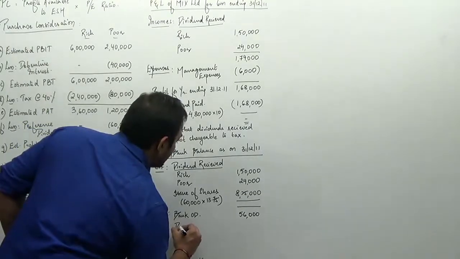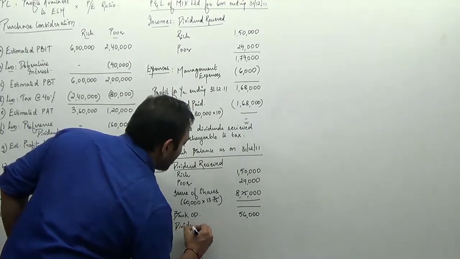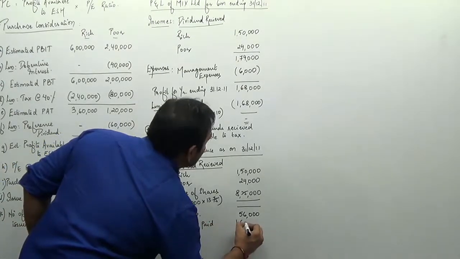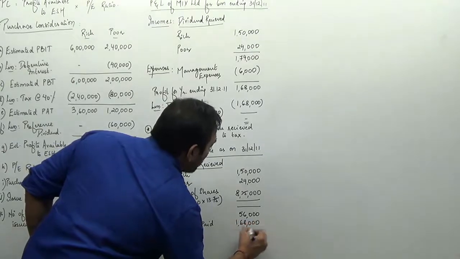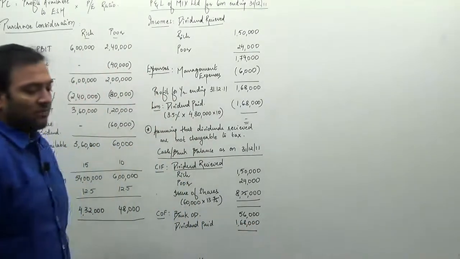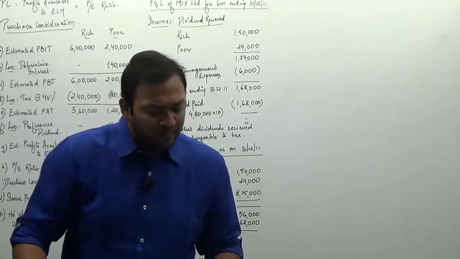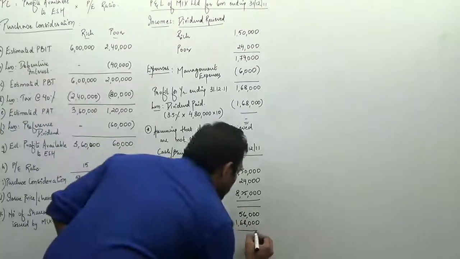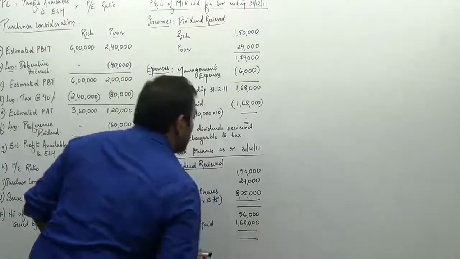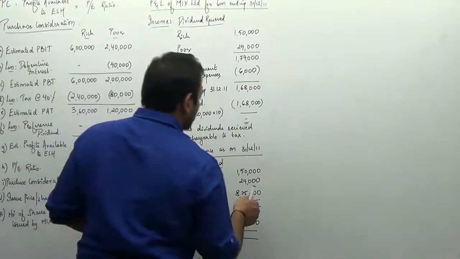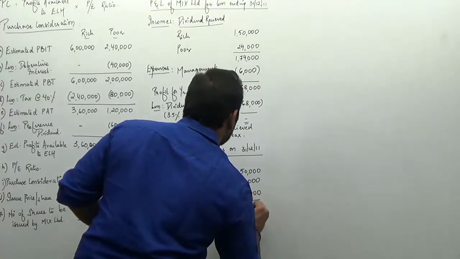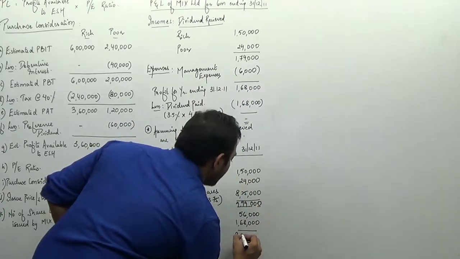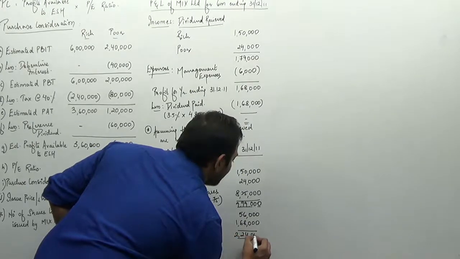Next, dividend. Dividend paid 1,68,000. That's it. Story ends there. That is the cash balance that you get. This is 9,99,000 inflows and 2,24,000 outflow.